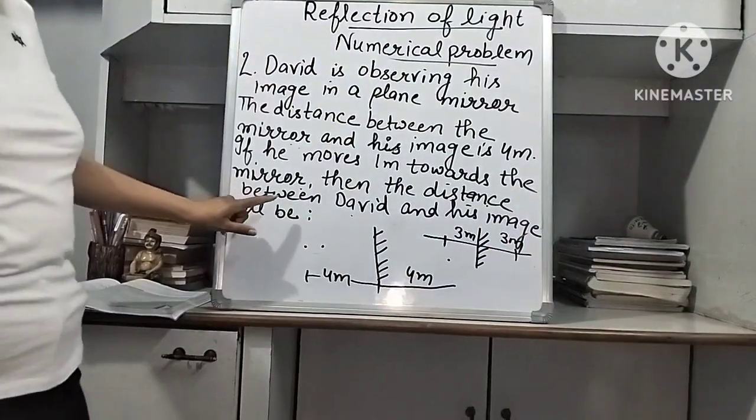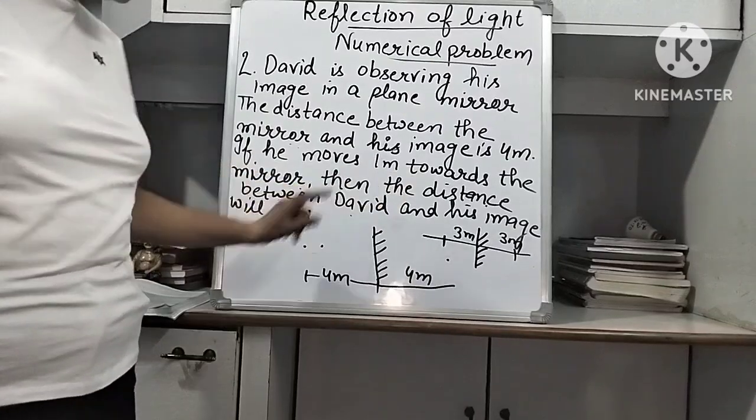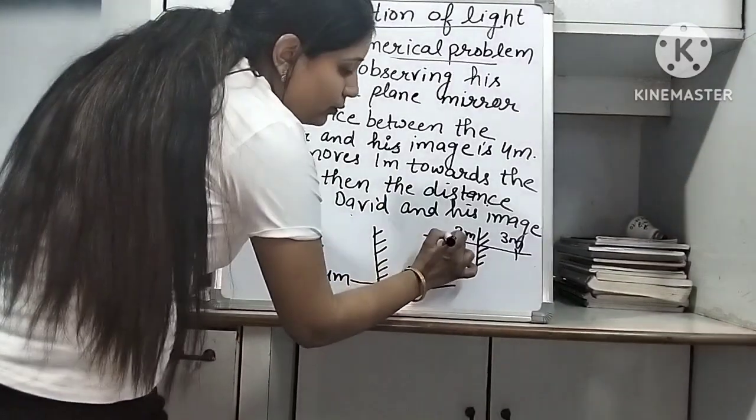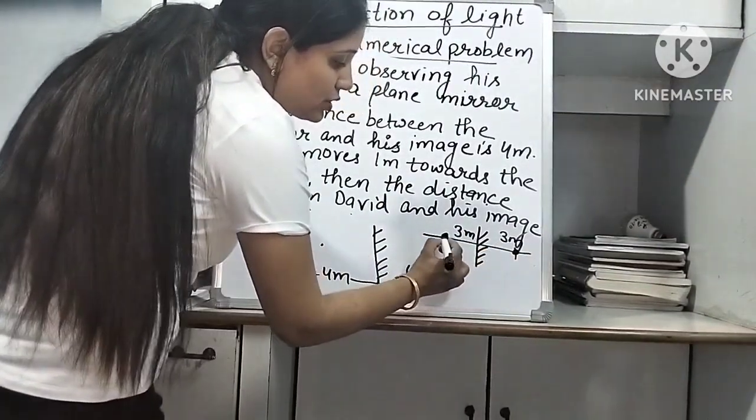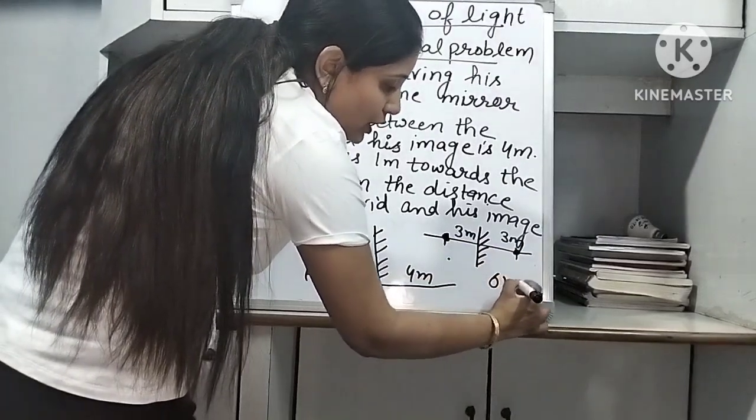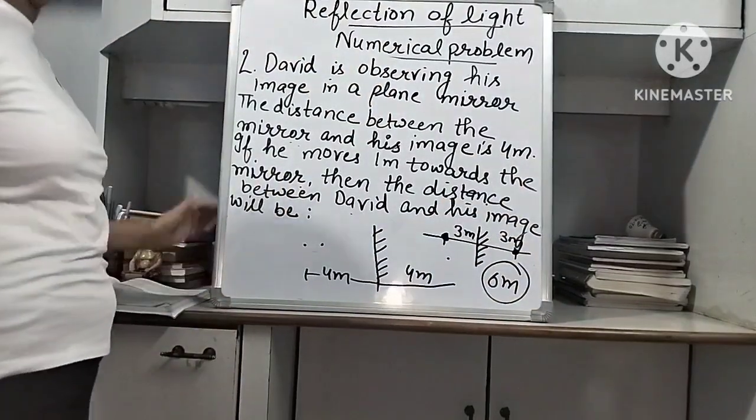So what is the question? What is the distance between David and his image? So David is here and the image is here. So what is the distance? 3 plus 3, 6 meter is the distance between David and his image.